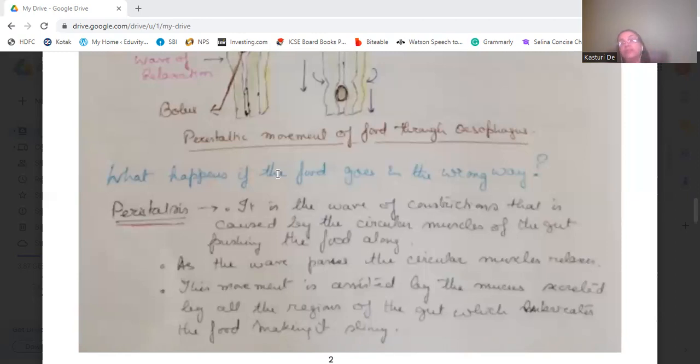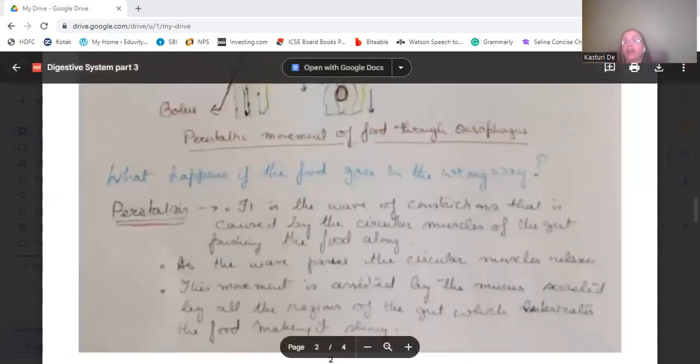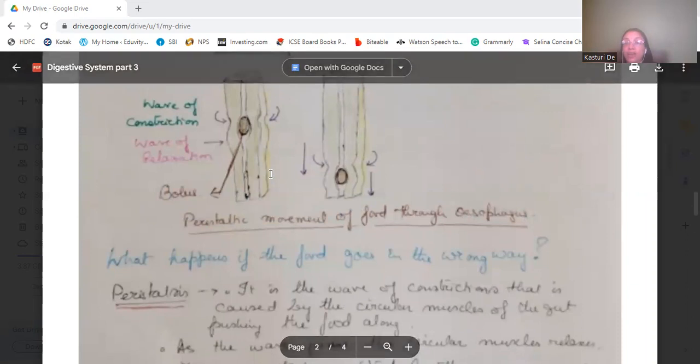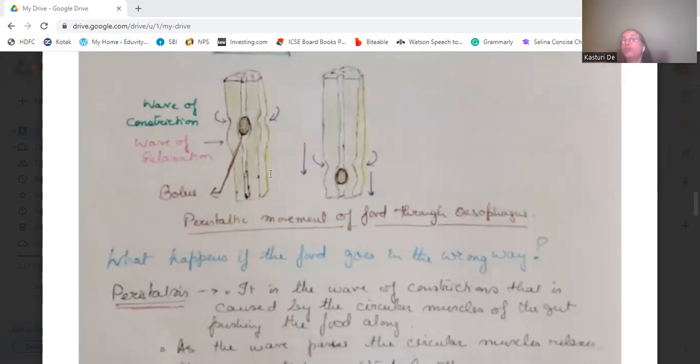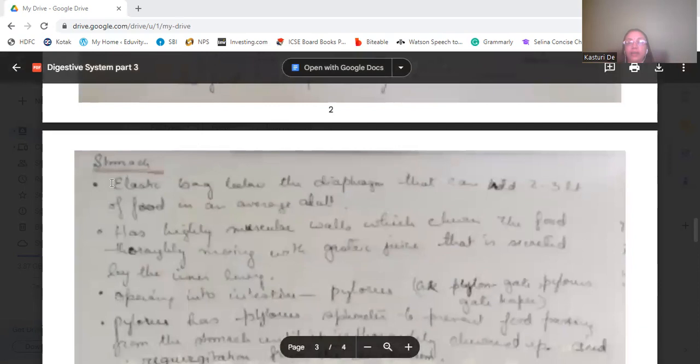Now, what happens if the food goes the wrong way, that is, it moves upward? It should go downward. If it moves upward, that is anti-peristalsis. Peristalsis moves downward with a wave of constriction and relaxation, but if it moves upward, there will be upward movement of constriction and relaxation. That forms the vomiting tendency. You throw your food out of the mouth due to some acidity, some disease, or some action of medicine, and then it can come out like that.